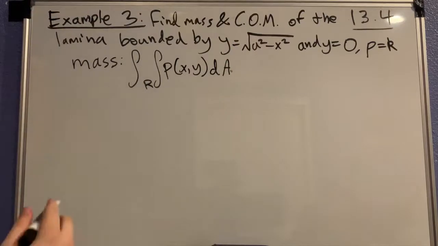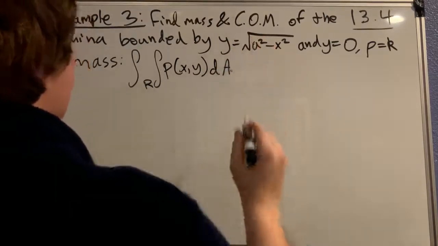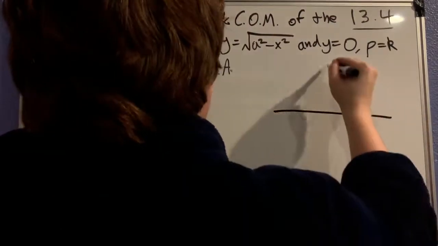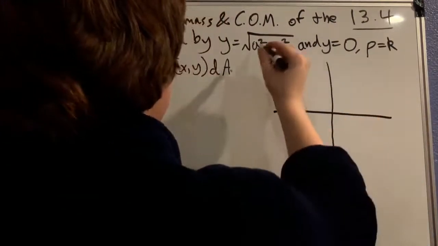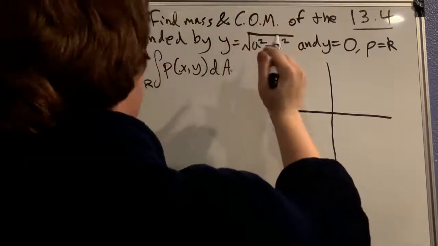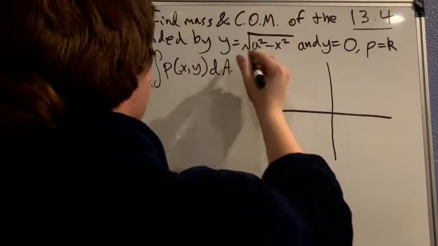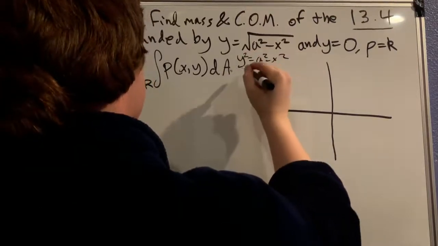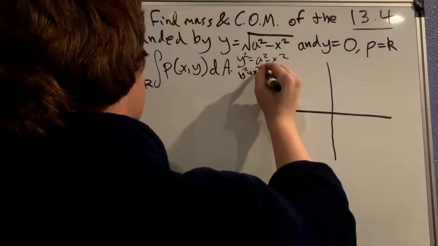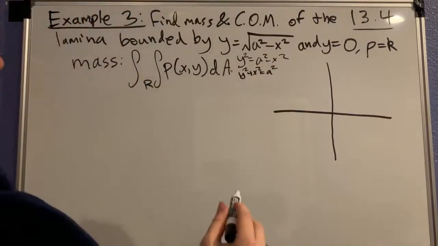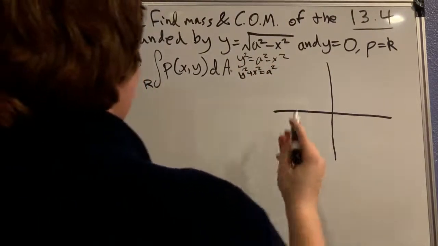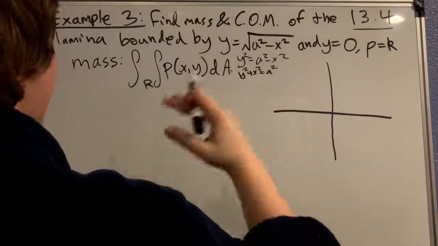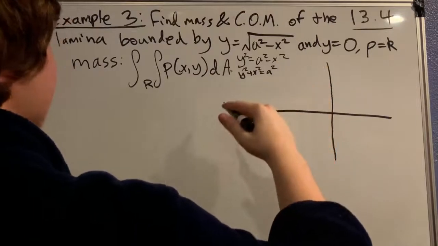Now, first, before we actually do this, I think it would be really good to graph it. And so I'm going to just do a simple graph. And if you look at this function and you want to try to simplify it, you get y squared equals a squared minus x squared, and y squared plus x squared equals a squared. So this is just a circle with radius a, but it's also bounded by y equals 0. So it would be a half circle bounded by the y-axis.